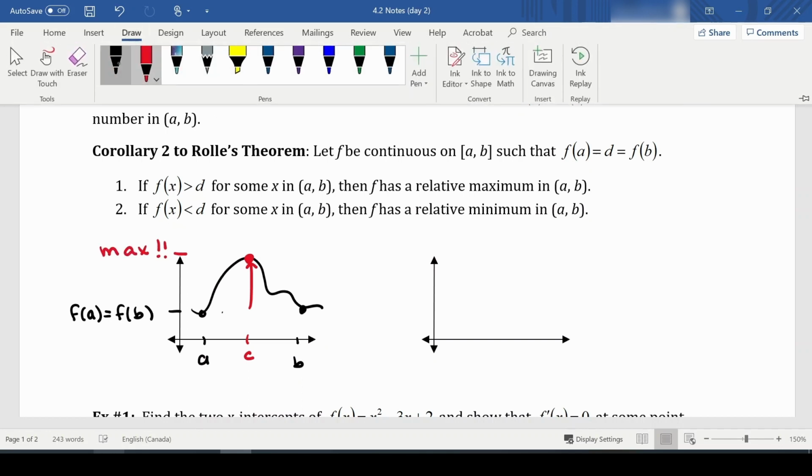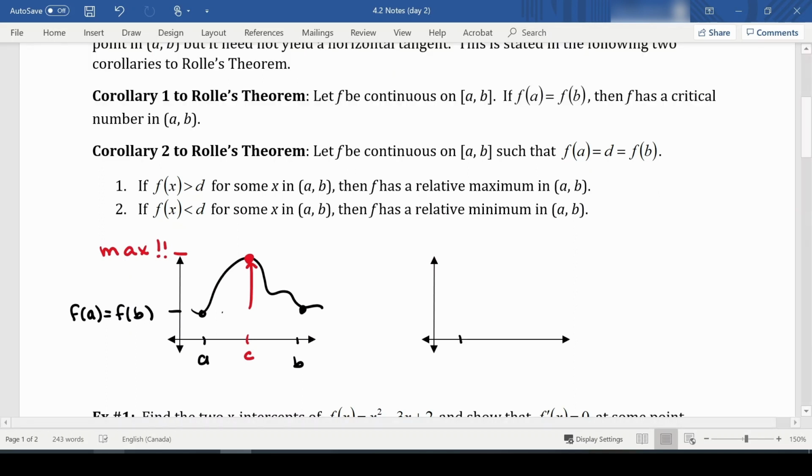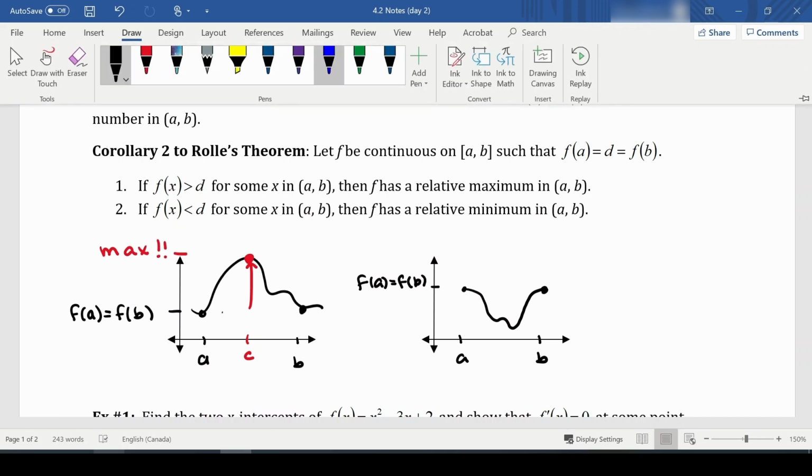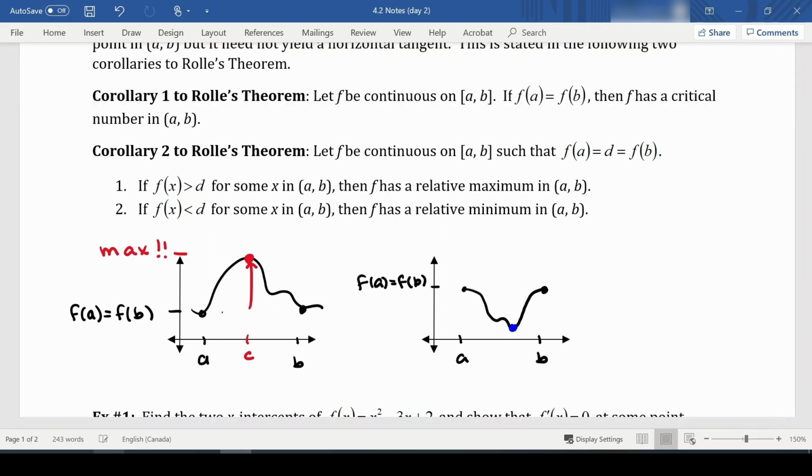If our function is below the curve, so if I have something like this, and it doesn't have to be a curve like this. We could have corners in here. We could have vertical tangent lines. That would all be fine. Then I would have to have a relative minimum somewhere in that interval.